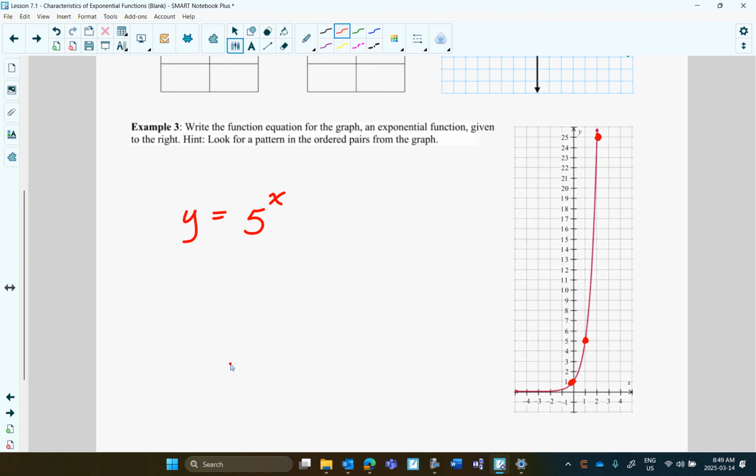Looking at this point doesn't help because they're all 0, 1. So we've got to find other points to the right. And we can't look to the left because it's way too hard to see. There's no way you're going to be able to tell this is 1/5.